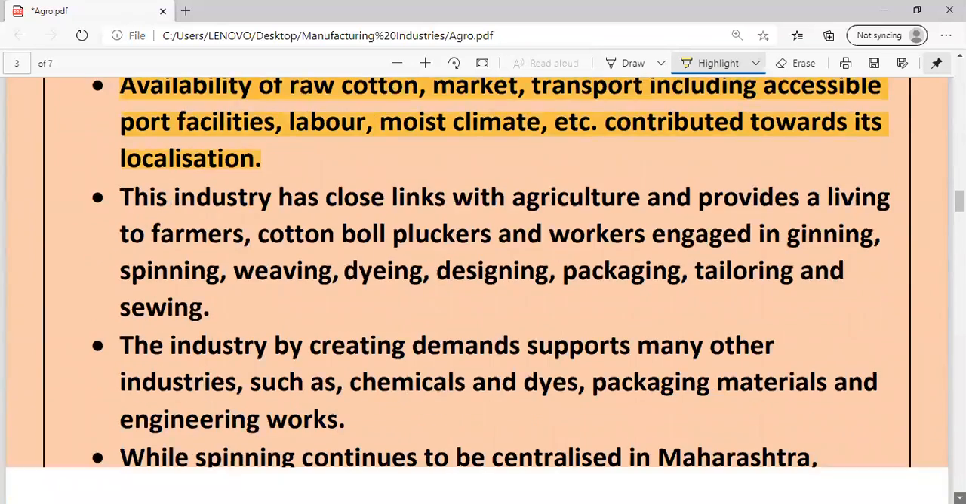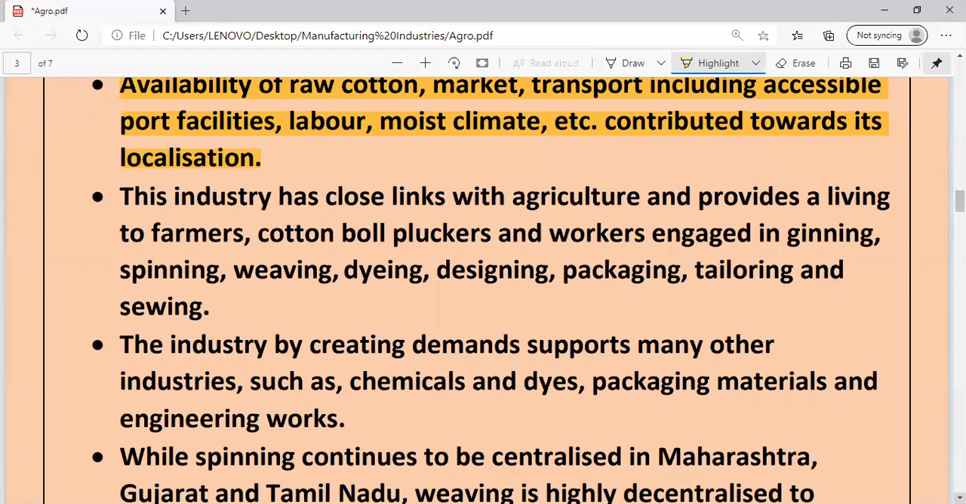And this industry has close links with agriculture. It is an agro-based industry. So it is having close links with agriculture and provides a living to farmers, cotton ball pluckers and workers engaged in ginning, spinning, weaving, dyeing, designing, packaging, tailoring, and sewing. So it is related to agriculture. It is in the primary sector. So it gives employment opportunities and it gives a living. They are earning livelihood. They are earning income through this industry.